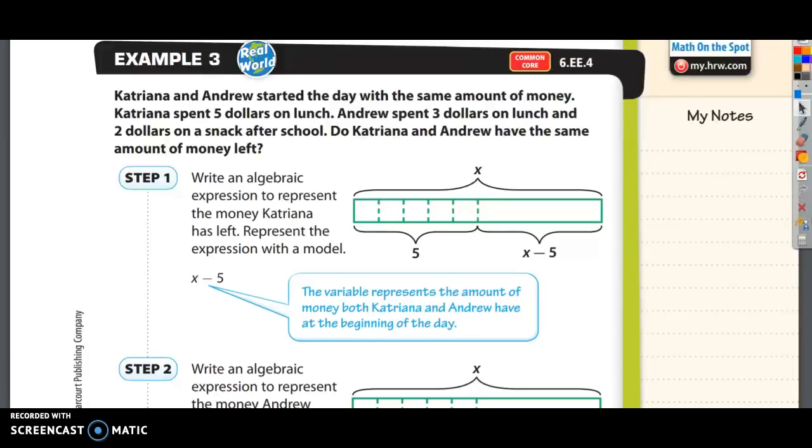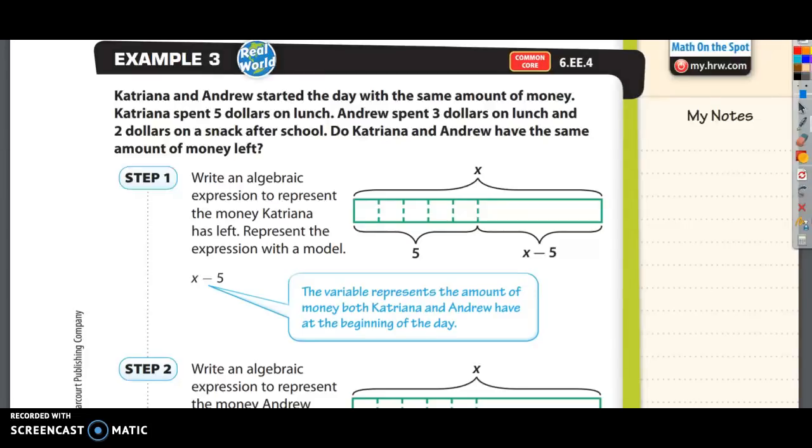Katriana spent $5 on lunch. Andrew spent $3 on lunch and $2 on a snack after school. Do Katriana and Andrew have the same amount of money left? It says, write an algebraic expression to represent the money Katriana has left. Represent the expression with the model.